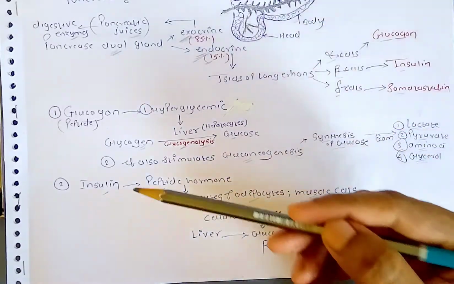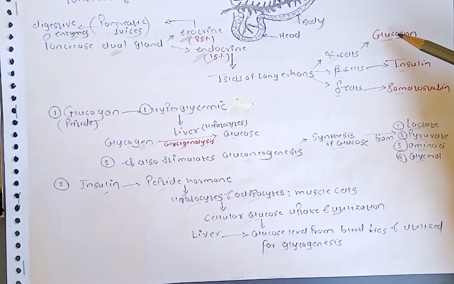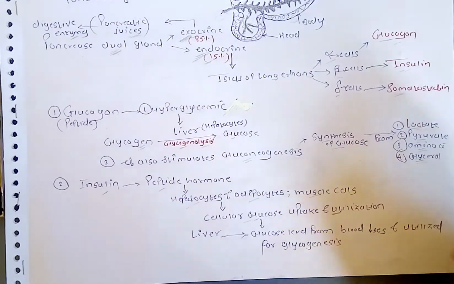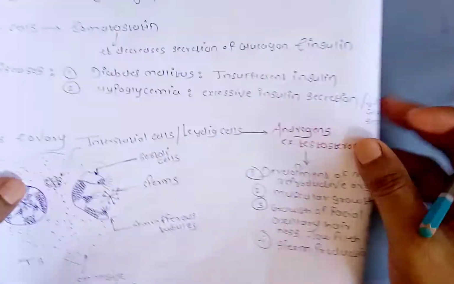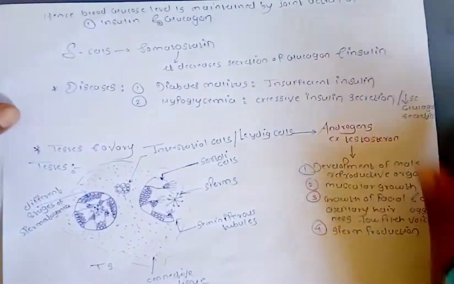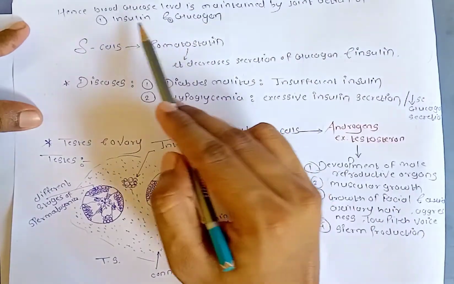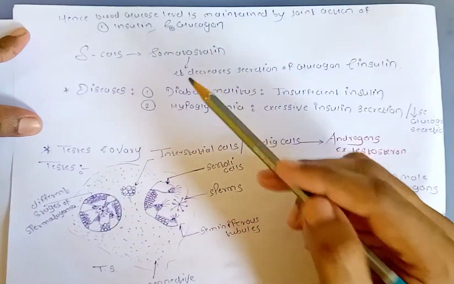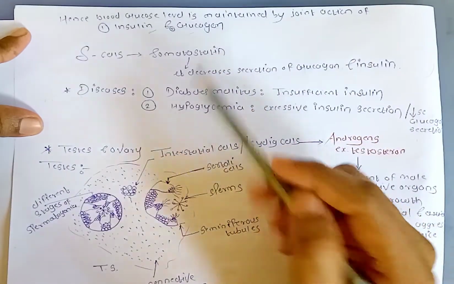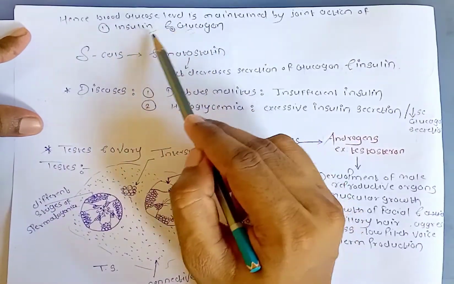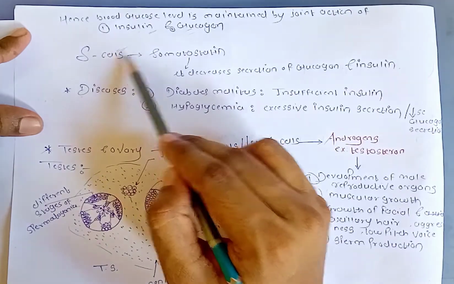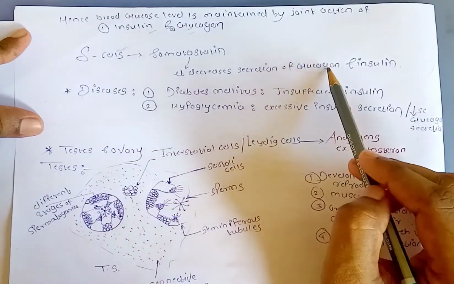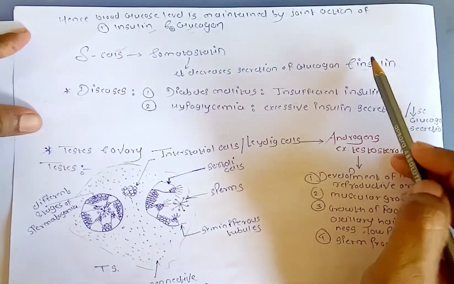Okay. So these are the hormones of the pancreas, glucagon and insulin. And the last hormone is somatostatin. Okay. So insulin and glucagon have a joint action to maintain the level of glucose in the blood. But the levels of insulin and glucagon are controlled by delta cells. They decrease the secretion of glucagon and insulin.